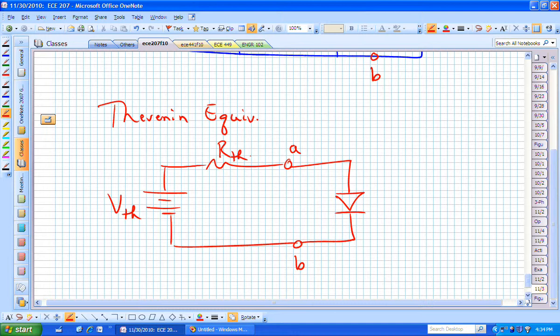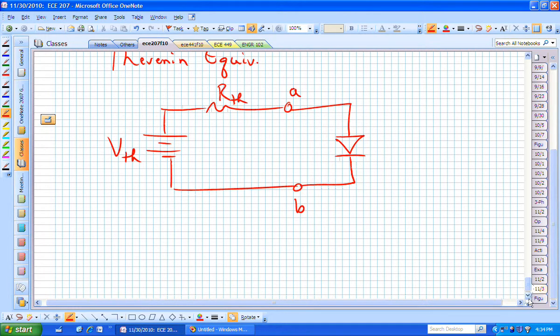Questions on that? So if you're given something that looks more complicated, you can say, oh, maybe I can replace what's on the left of the diode with an equivalent circuit. And if I can do that, then I can analyze the circuit based on what you've just learned.